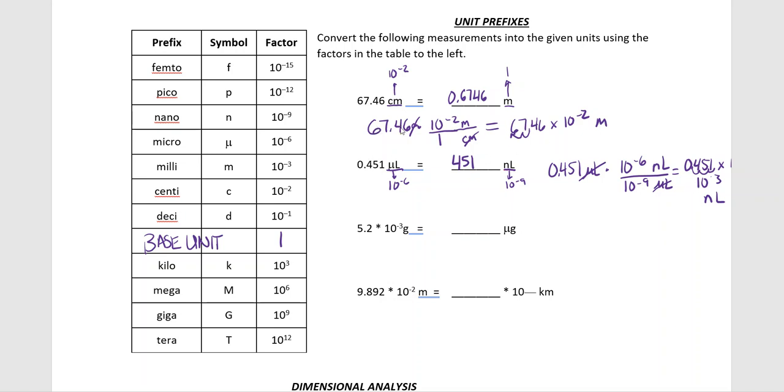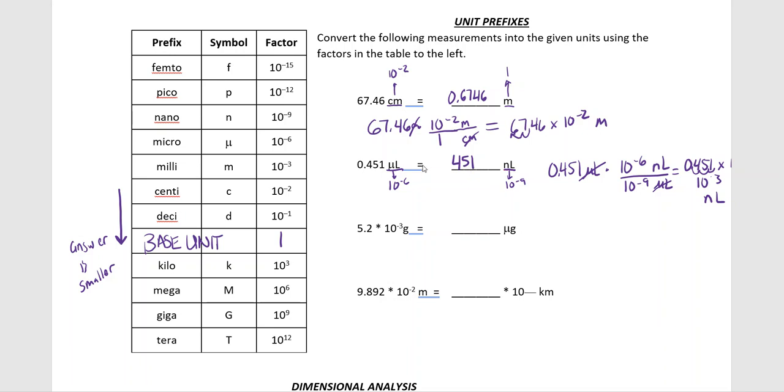You can always double check these things. If you're going centimeters to base unit, you're moving down the table, right? We started at centi and we went to the base unit. That means that my answer is smaller, right? We have a larger unit. Meters are larger than centimeters, which means we're going to have fewer of them. So if I start at centimeters and move to meters, the answer will always be smaller, right? So you can always double check this.